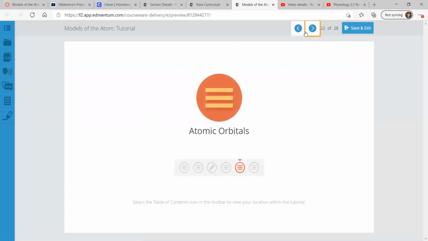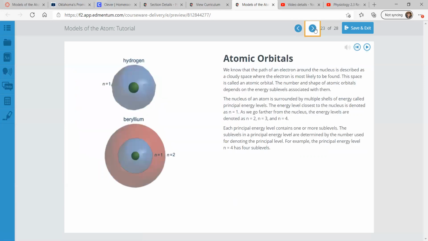All right, so now we're going to look at atomic orbitals. We know that the path of an electron around the nucleus is described as a cloudy space where the electron is most likely to be found. This space is called an atomic orbital. The number and shape of atomic orbitals depends on the energy sublevel associated with them.